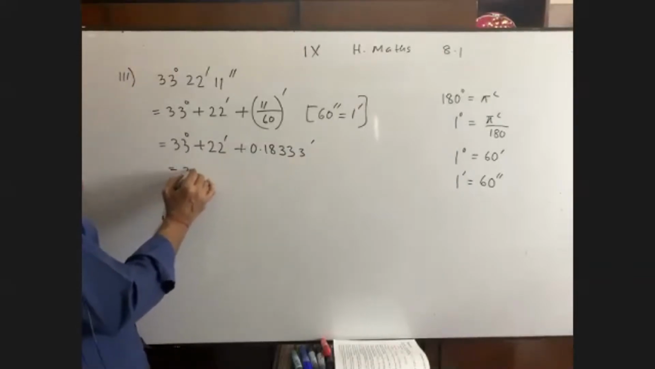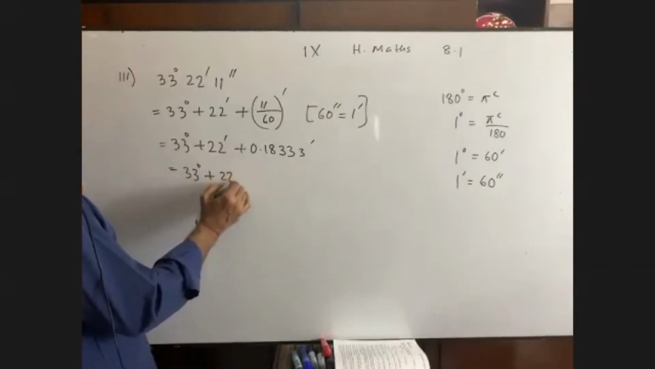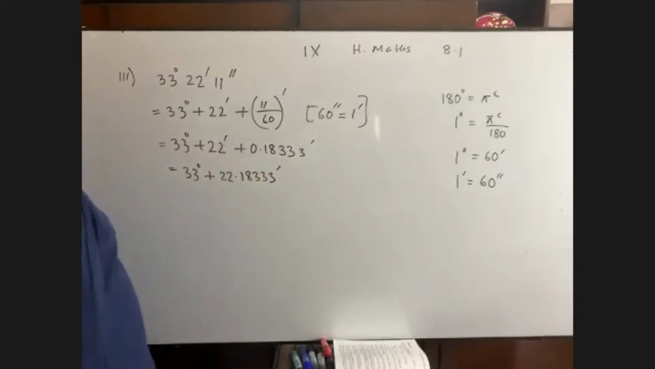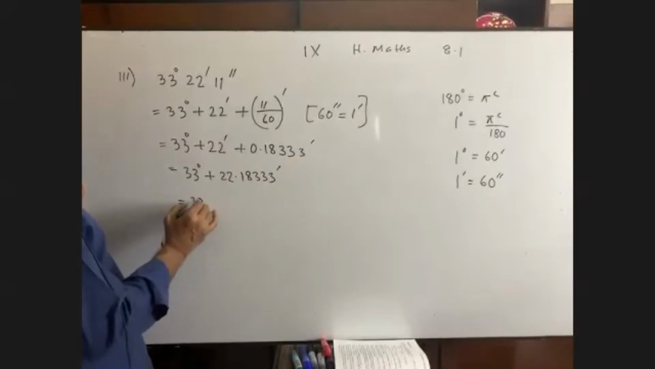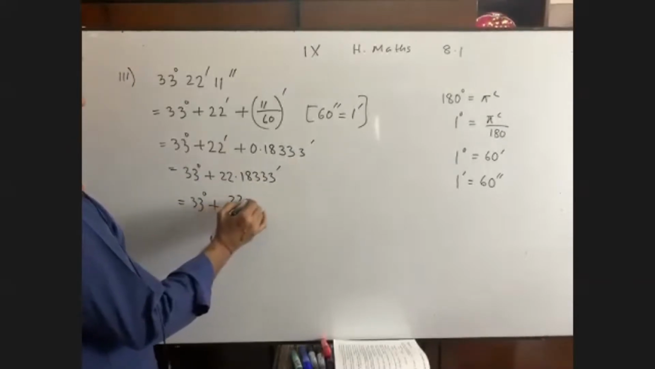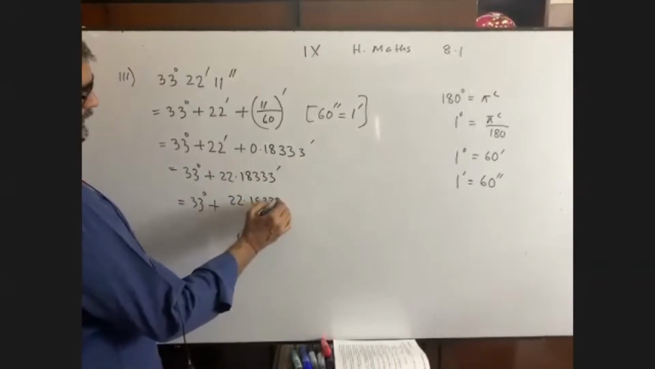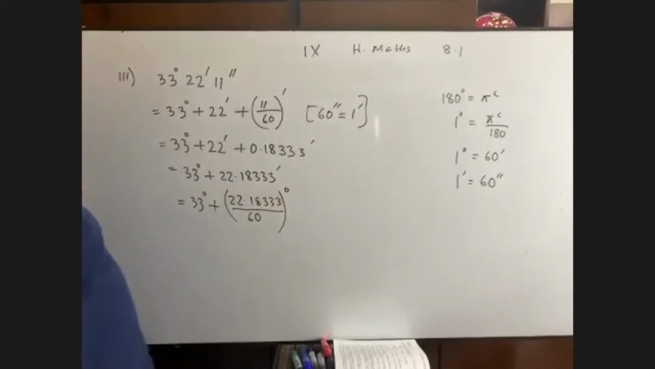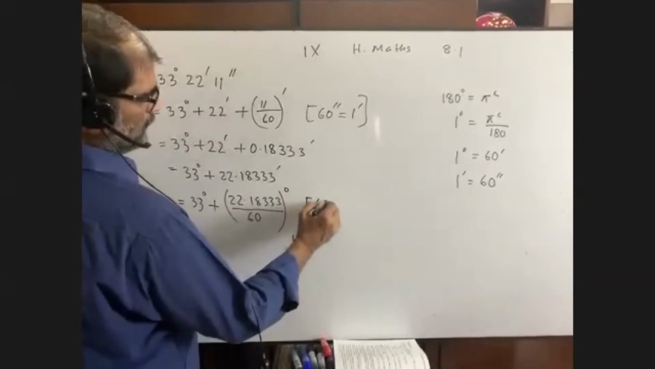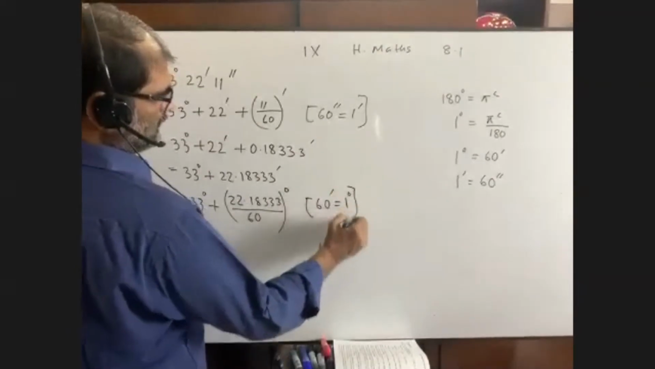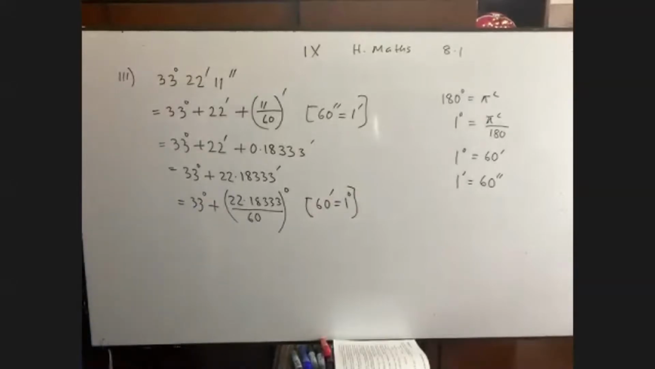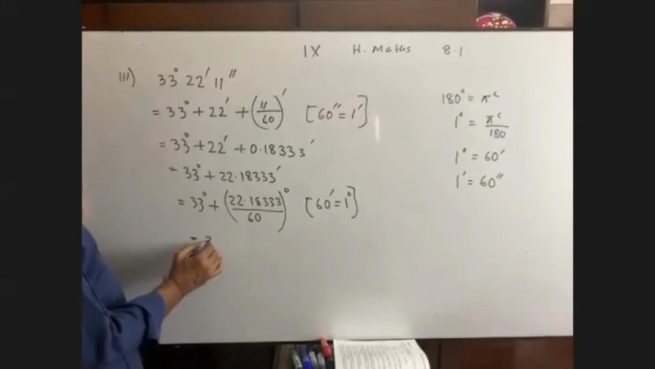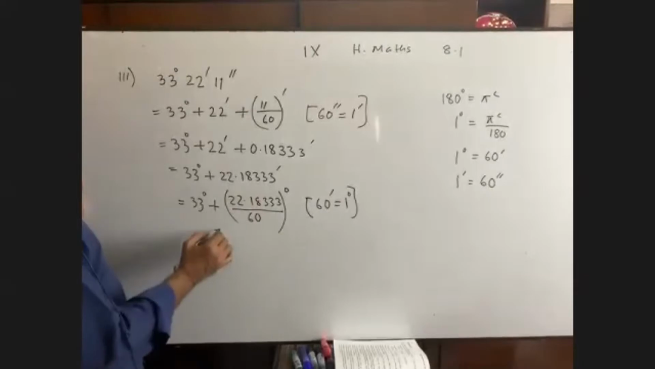Then you have to do like this: 33 degree, 22.18333 minute. That means 33 degree plus 22.18333 degrees, because we know 60 minute equals 1 degree. Then please calculate it again. What will be the result? 33 degree plus, let me know.